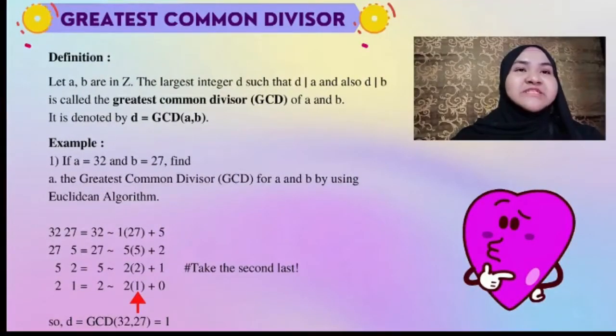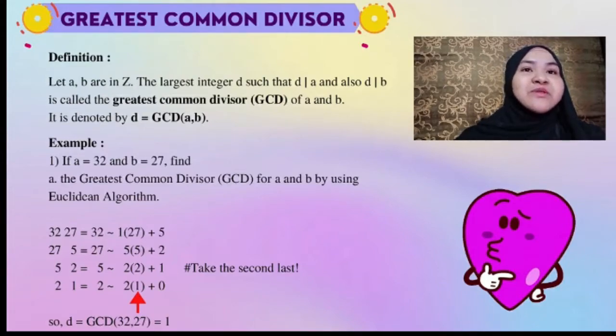Definition: greatest common divisor. Let A and B be in Z. The largest integer D such that D divides A and also D divides B is called the greatest common divisor of A and B. It is denoted by D equal to GCD(A, B). For example, number 1: if A equals 32 and B equals 27, find the greatest common divisor GCD of A and B by using the Euclidean algorithm.